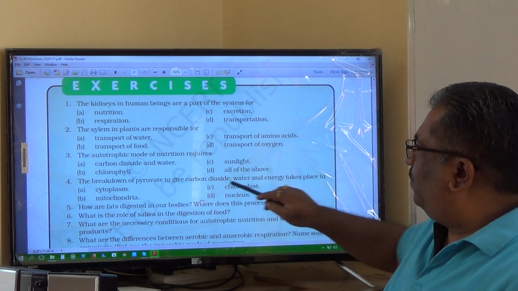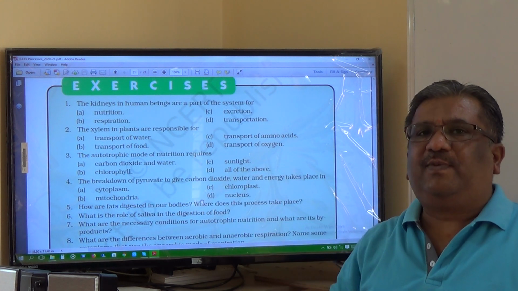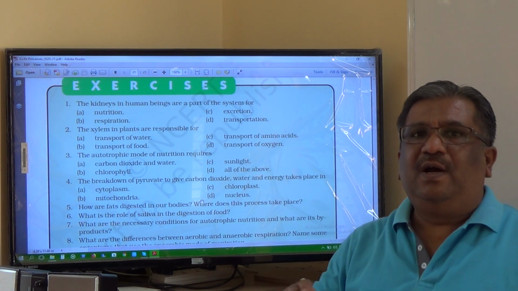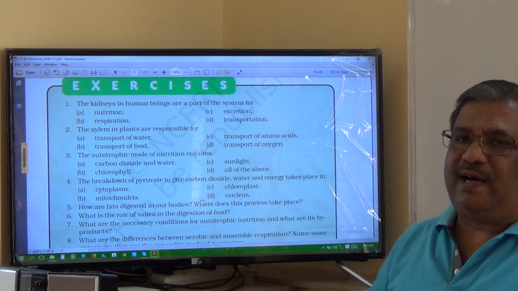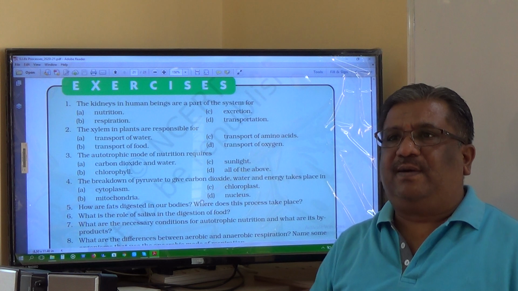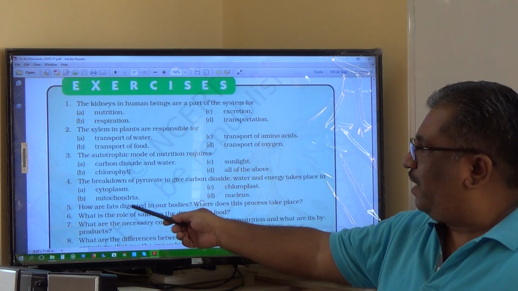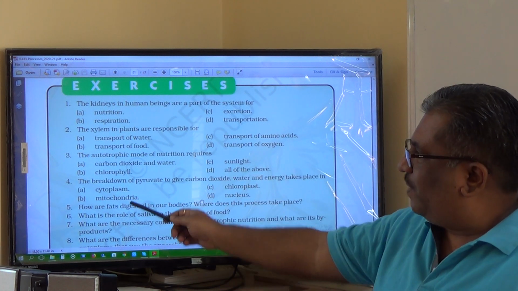Breakdown of pyruvate to CO2, water and energy takes place in mitochondria. What takes place in a cytoplasm? Glycolysis, which is the conversion of glucose into pyruvate. Glucose is a 6 carbon atom molecule and pyruvate is a 3 carbon atom molecule. So in cytoplasm, breakdown of glucose to pyruvate takes place, and in mitochondria, pyruvate to CO2, water and energy takes place, isn't it? So answer is mitochondria.